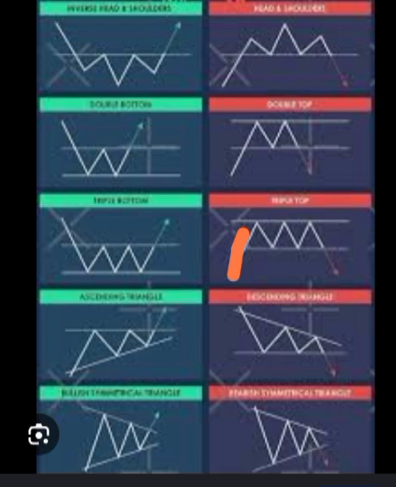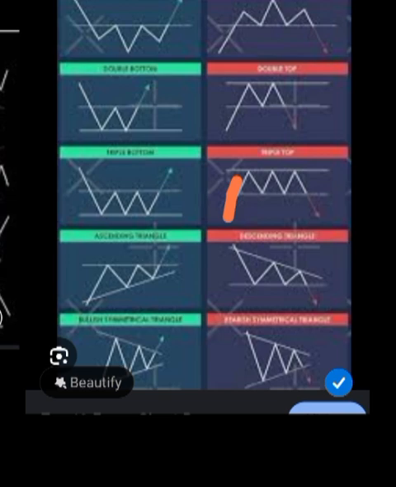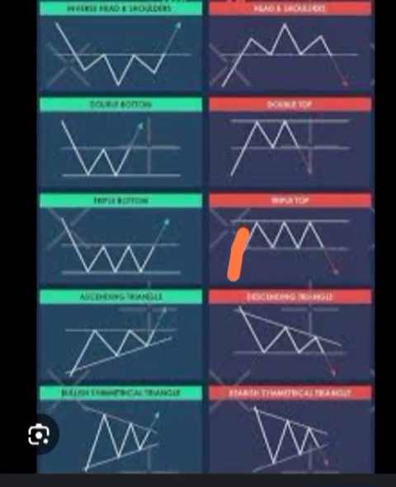So all these strategies are very important. Whenever you see a double top, it is a sign for you to go short, and whenever you see a double bottom, it is for you to go long, and whenever you see triple top, it is for you to go short, and when you see triple bottom, it is for you to go long. I hope you understand. So that is it.